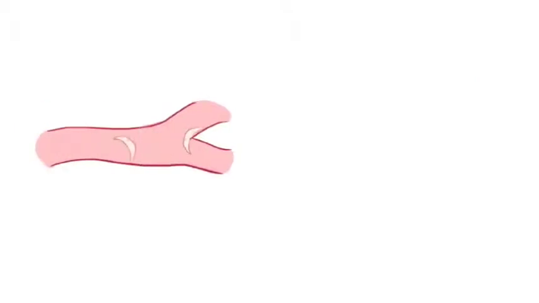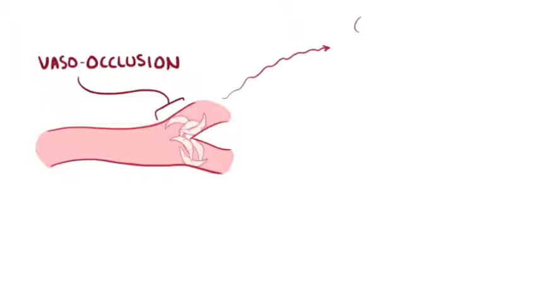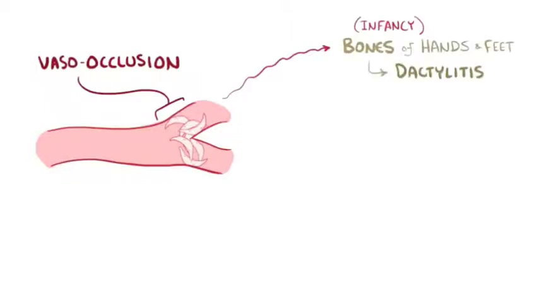In sickled form, red blood cells tend to get stuck in capillaries, called vasoocclusion. Starting in infancy, they can clog up blood flow in the bones of the hands and the feet, causing dactylitis, or swelling and pain of the digits.